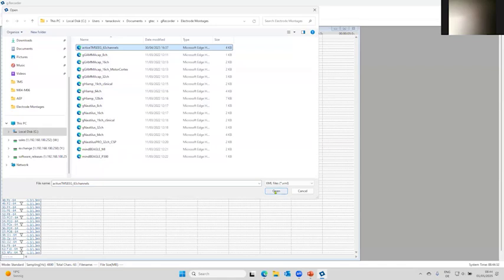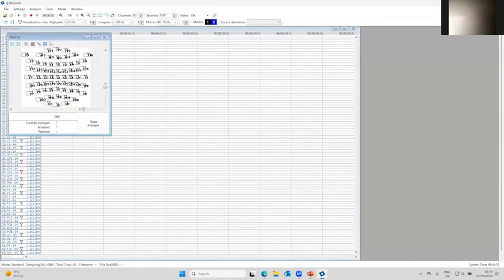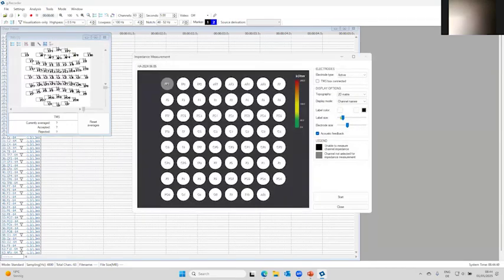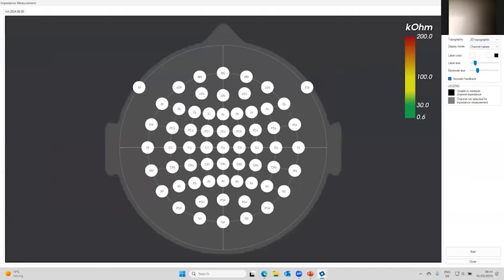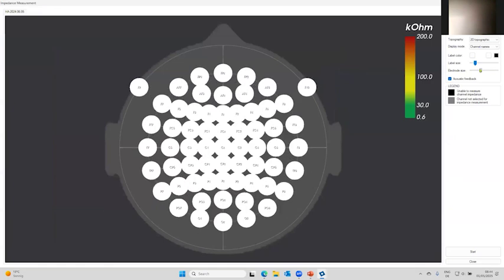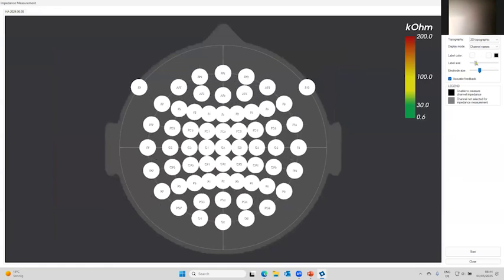So we made the custom montage for it, and now we can use it in the impedance measurement. Okay, so we have to tell the system that we are measuring with a TMS. We can make this window bigger and show the labels clearly. And for the measurement of the impedance, we have to prepare first the ground.